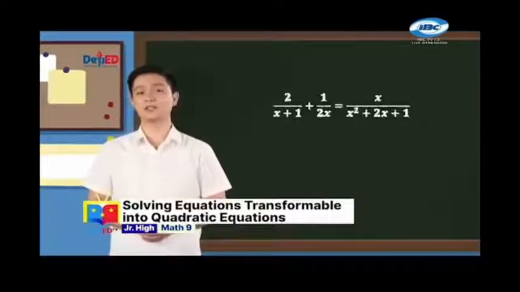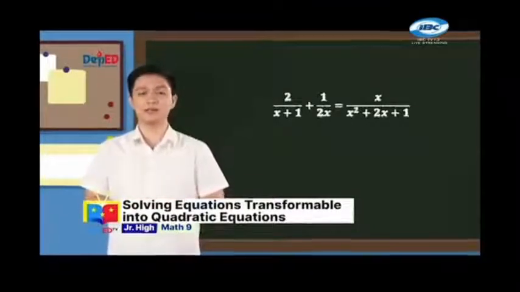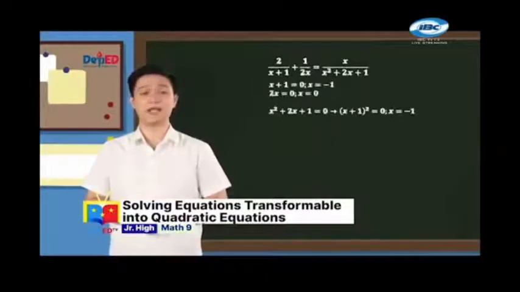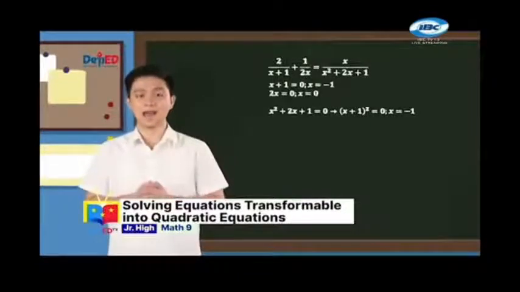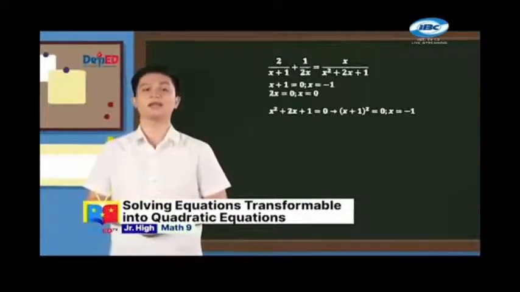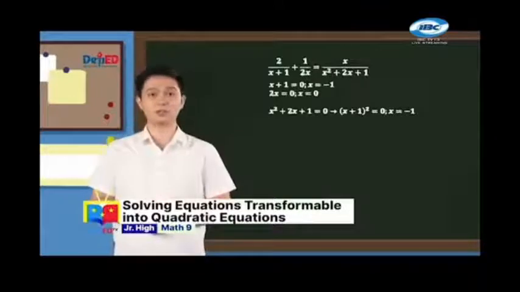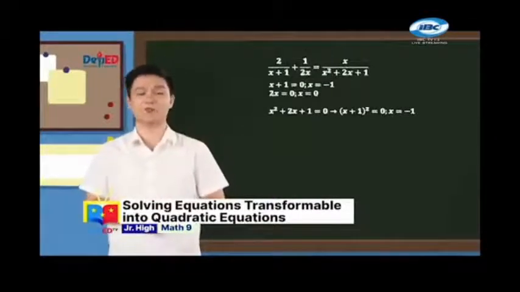Equating each denominator to 0, we must get the values of x that will make the rational algebraic expressions undefined. x plus 1 equals 0, so x equals negative 1. 2x equals 0, x equals 0. x squared plus 2x plus 1 equals 0 can be expressed as (x plus 1) squared equals 0, therefore x here is negative 1.